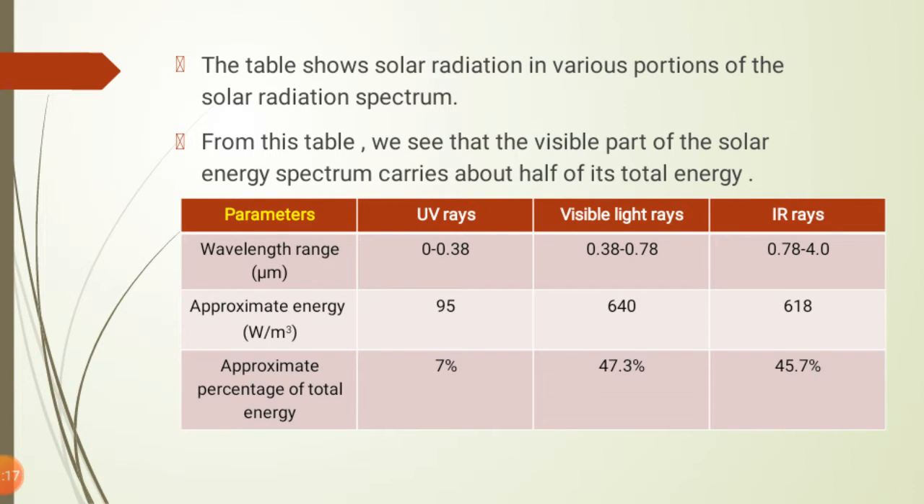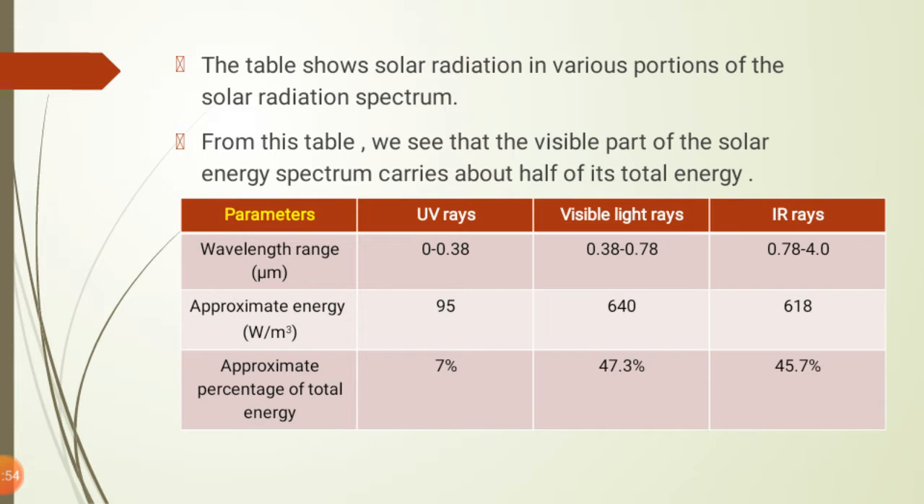Now the next parameter is the approximate percentage of total energy. Suppose we consider the total energy as 100%. Out of that, the UV rays present in the solar spectra have nearly 7% of the total energy, the visible light rays have 47.3%, nearly half of the total energy, and the IR rays have 45.7%.